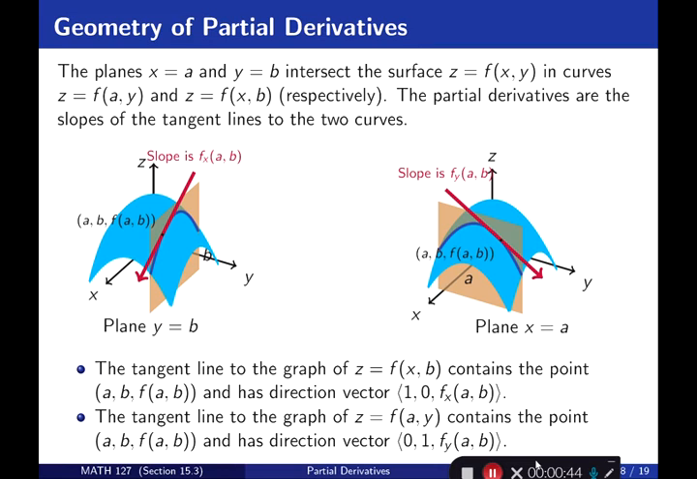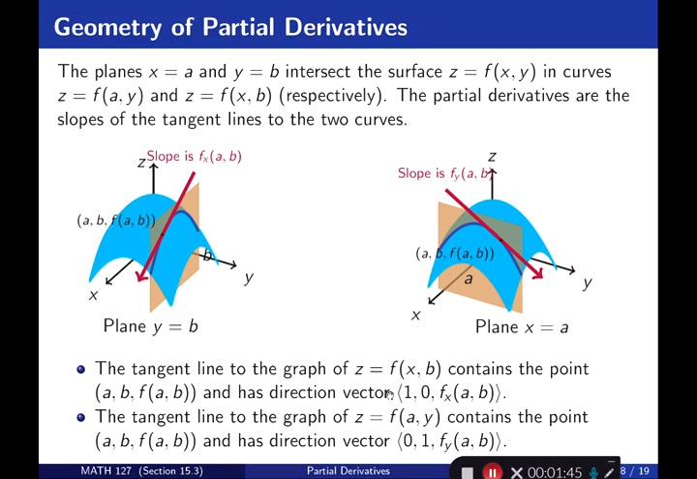Now, the tangent line to the graph of z equal to f of x and b contains the point a, b, f of a and b, and has direction vector 1, 0, f sub x of a and b. So how does this work? What we know is that because we were finding the tangent line to z equal to f of x and b, we're looking at the plane y equal to constant b, and therefore there is no change in the tangent line in the direction of y.